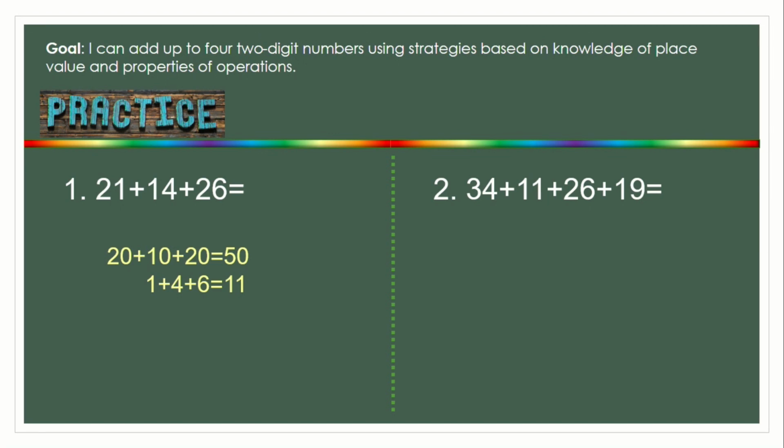Okay, then our last step, add the 2 partial sums together. So, what is the answer? 61. A good job start for you if you got the same answer. Okay, let's move to question 2.